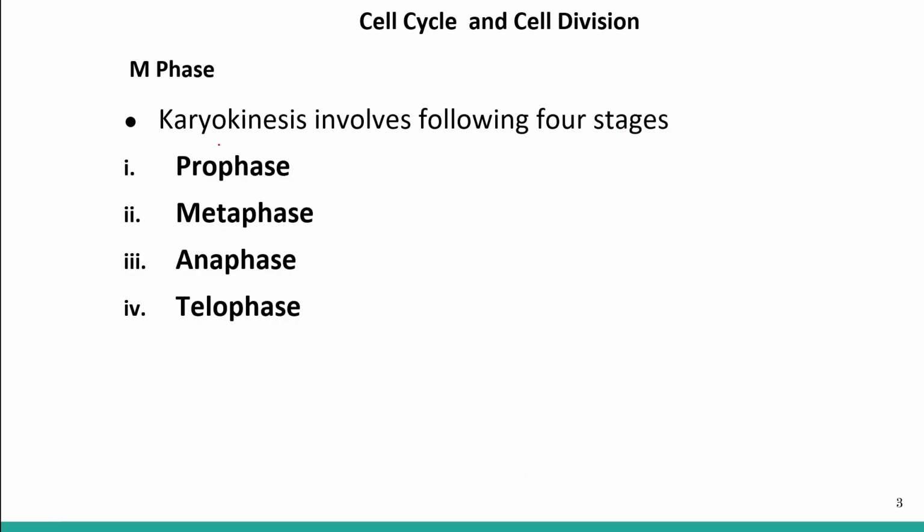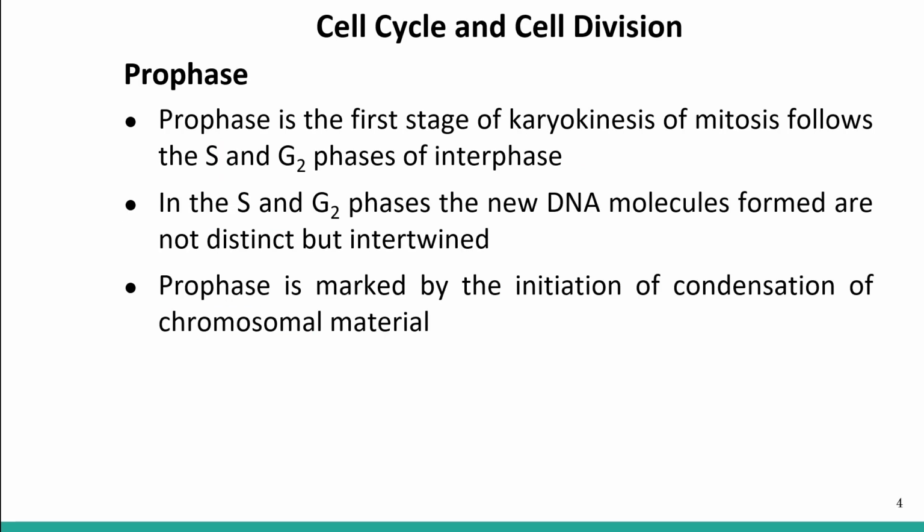So the karyokinesis involves the following 4 stages. Just now we discussed that karyokinesis has 4 stages. We can study the karyokinesis process in these 4 stages: prophase, metaphase, anaphase, and telophase. We are going to discuss them one by one and see what essential steps occur in these phases for the process of karyokinesis, or the division of the nucleus. So the first one is the prophase, the first stage.